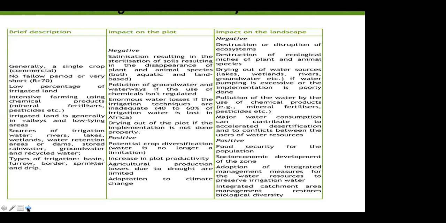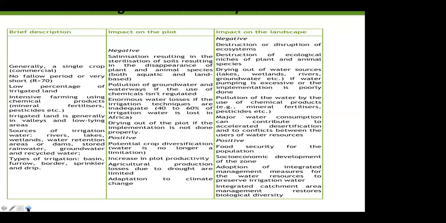And then you can also use recycled water. The type of irrigation system that you use also depends on the type of crop that you are growing. What are the negative impacts on the plot level? The negative impact is that there is salinization resulting in the sterilization of soils, resulting in the disappearance of plant and animal species. There's pollution of groundwater and waterways, because it's an intensive farming system, and there's use of chemical products, and so there's pollution at the groundwater level.